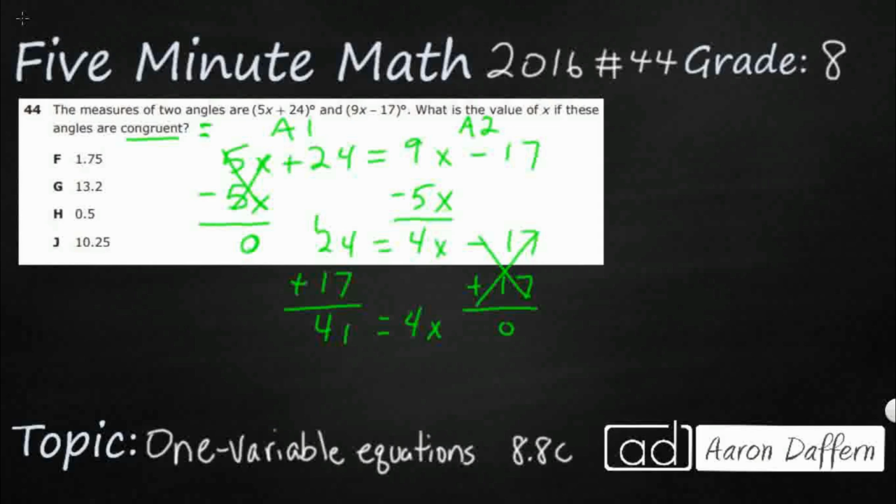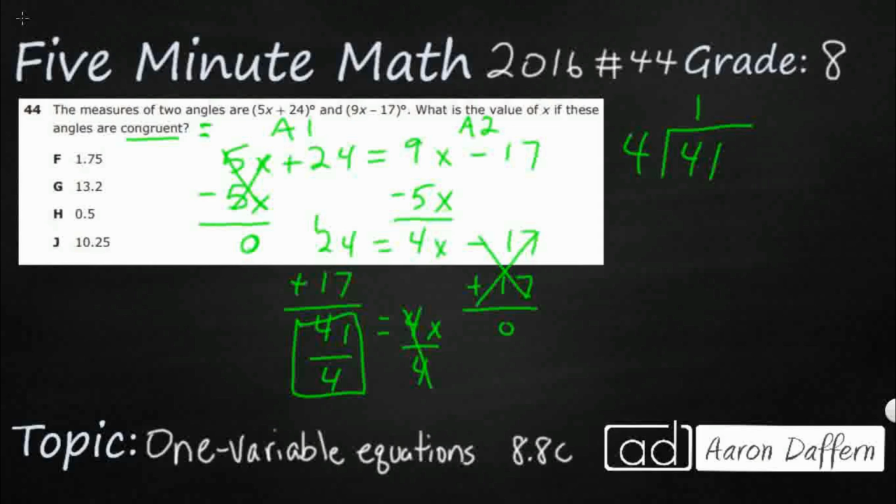X is almost isolated, but it's 4 times x, so the inverse operation is to divide both sides by 4. That cancels itself out because it becomes 1. So x equals 41 over 4. That's kind of helpful, but as you can see, we don't have any improper fractions in the answer choices. They're all decimals. So let's just divide.